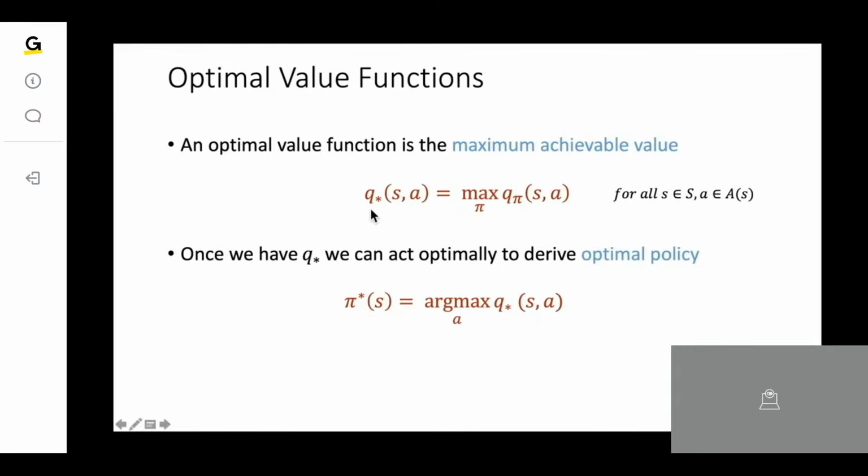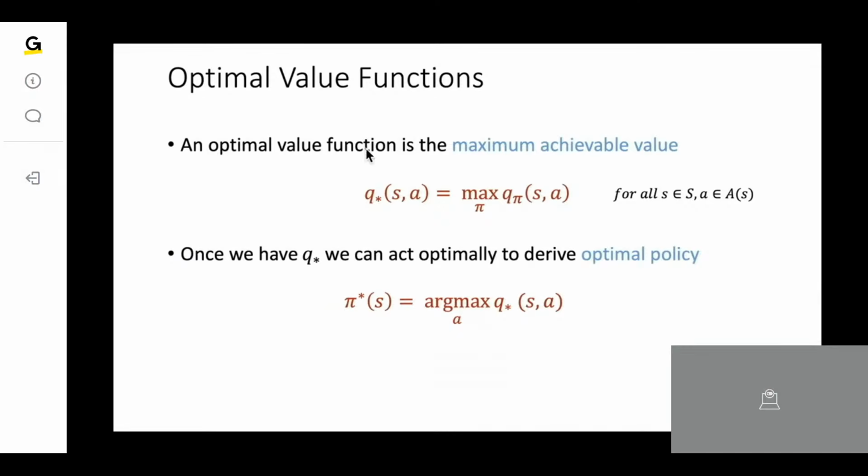You can see that they first set out to compute the optimal value function. Once again, the optimal value function tells us the maximum achievable value for an agent to be in a state S and take an action A. That is the intuition. And once that is computed, it is very easy to derive the optimal policy, because I am in state S, and now I just have to take the action that gives the maximum Q value, and that becomes the policy for that particular state S.